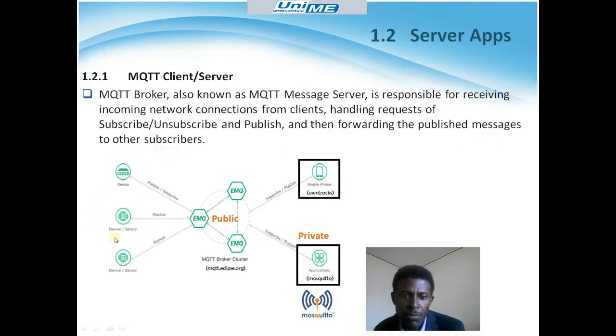We have our public client like Owntracks publishing to the open broker on the web, which is mqtt.eclipse.org. This is the MQTT Broker cluster. It's a server. And then we have our MQTT client in our private network subscribing from the public broker and utilizing it in the private network, sending to other clients and subscribers.